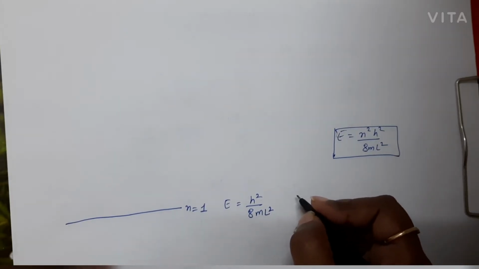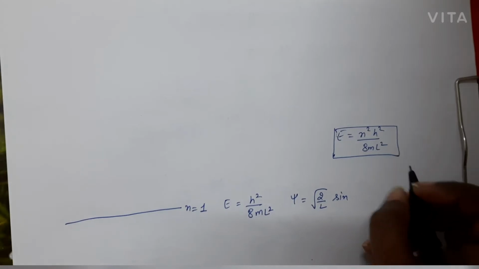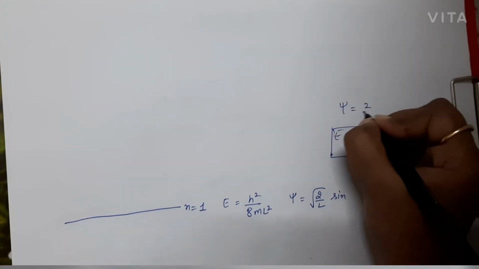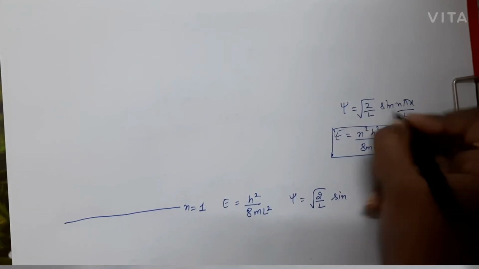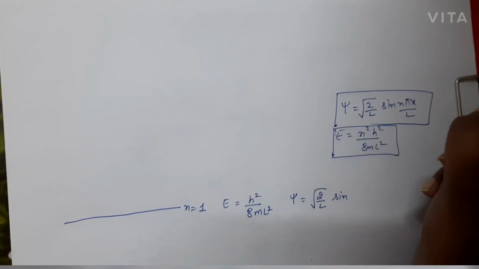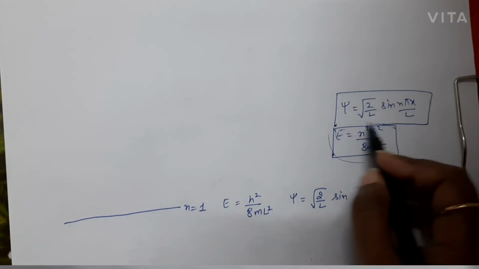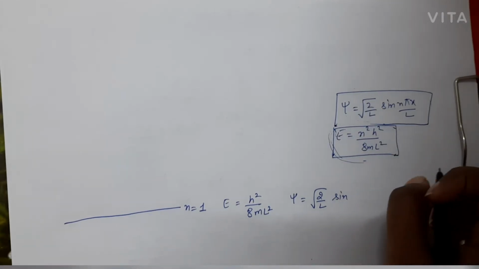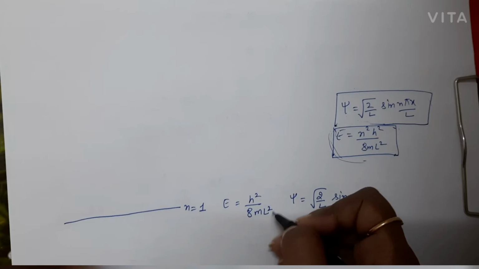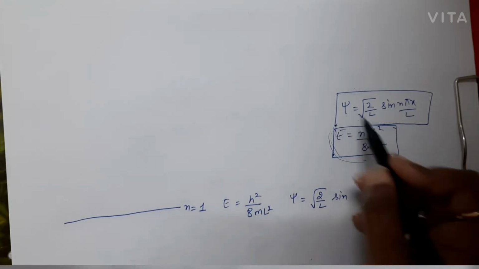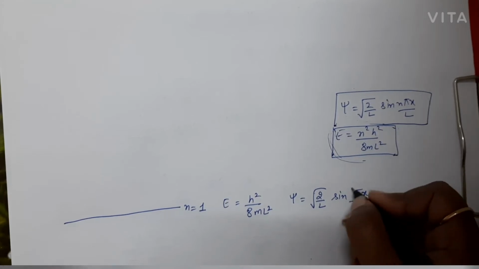And the wave function psi will be equal to root 2 by L sine n pi x by L. This is the normalized wave function. These two things you have to remember for particle in a 1D box: this is the generalized wave function and this is the generalized relation for energy. So at n equals 1, energy will be 1 square h square by 8mL square, that is h square by 8mL square, and psi will be root 2 by L sine pi x by L because n equals 1.